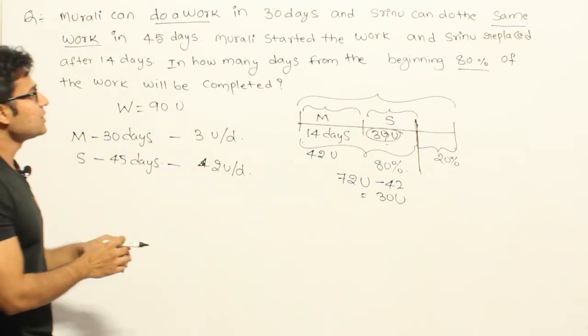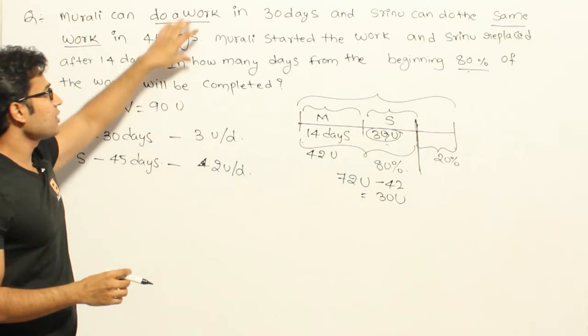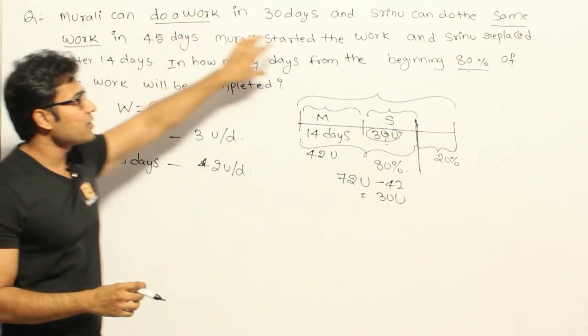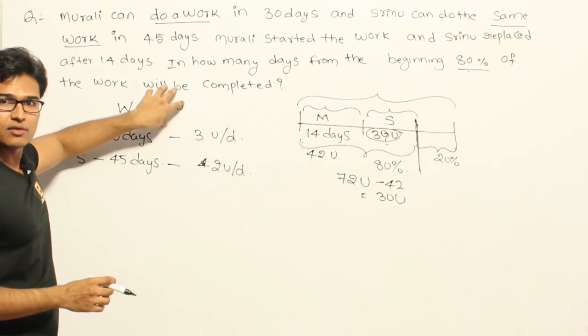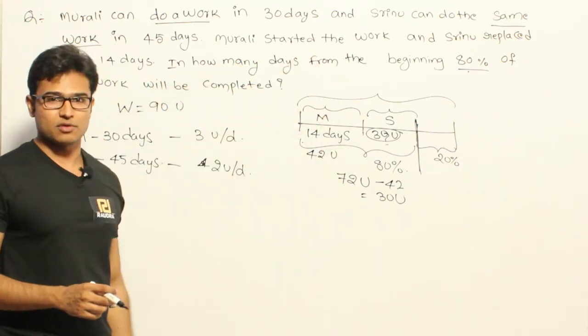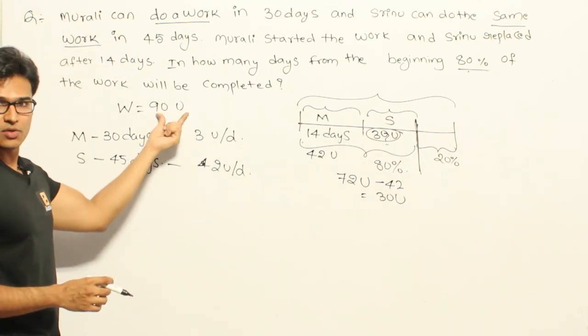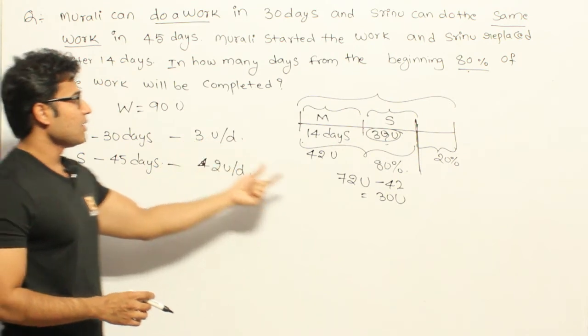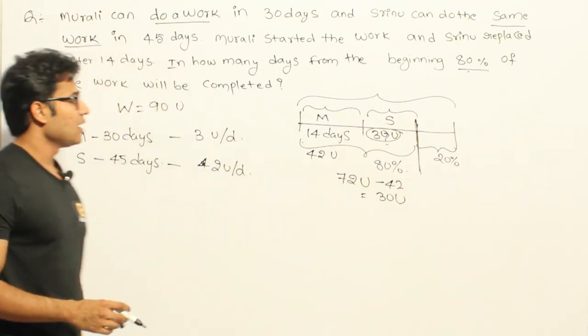And later if you see this, they are talking about 80% of the work. So initially they are talking about some work, and later they are talking about 80% of the work. That is why while considering the rate, you have to take the initial work, and then while considering the final answer, you have to take 80% of it. Got it? So rate has to be computed for 90 units, and then final answer has to be computed for only 72 units, right? Okay.